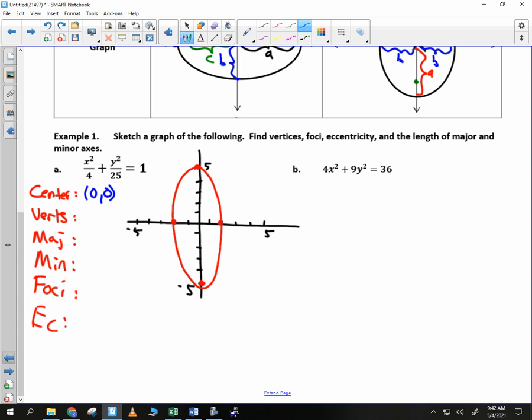The vertices on the top and bottom are top and bottom. So I'm going to save some time here. Instead of writing 0, 5 and 0, negative 5, I'm going to write 0 plus or minus 5.